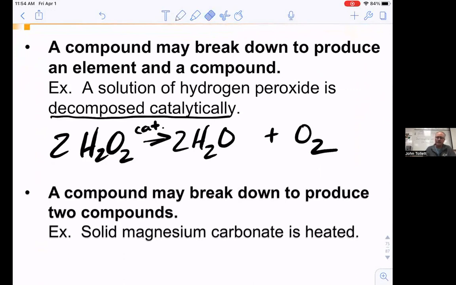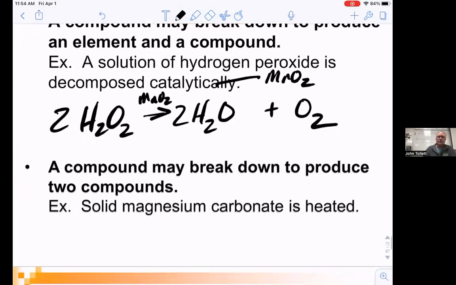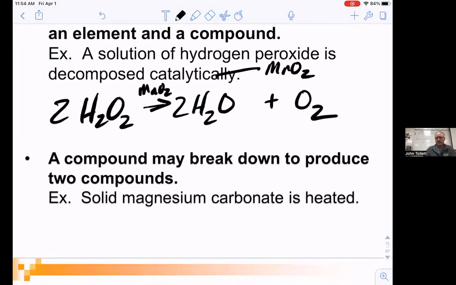Again, if they gave you the catalyst, it would be a good idea to write it. So if they had said, catalytically with MnO2 used as the catalyst, you would put the MnO2 over the arrow. A compound may break down to produce 2 elements. So solid magnesium carbonate is heated. Magnesium carbonate's formula is MgCO3. It does say solid. I'll go ahead and label it anyway.